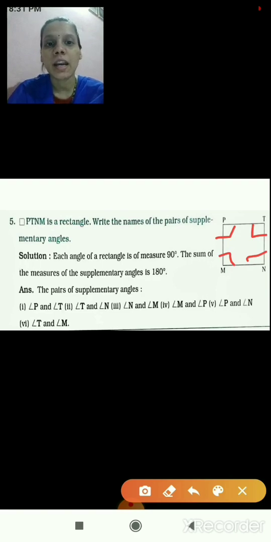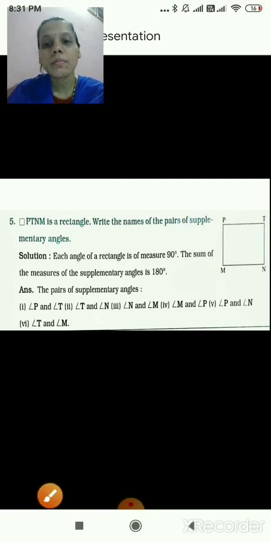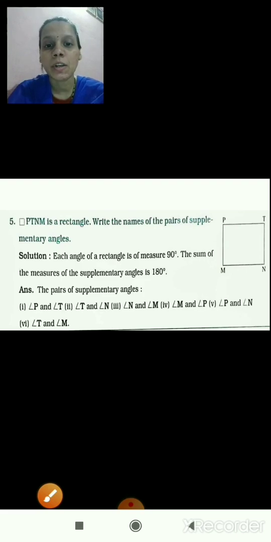90 degree, correct. And what is the measure of angle M? That is 90 degrees. So measure of angle T and measure of angle M is equal to 90 plus 90, that is equal to 180 degrees. So this is the pair of supplementary angles. So now we have written the pairs of supplementary angles. There are 6 pairs of supplementary angles.